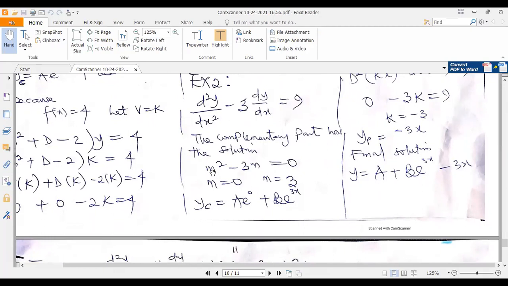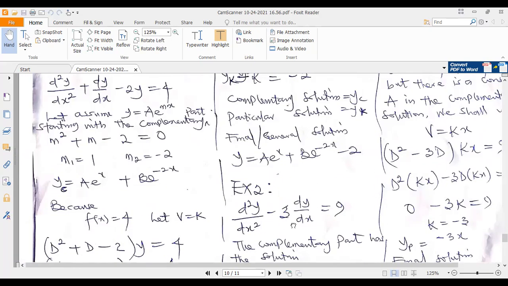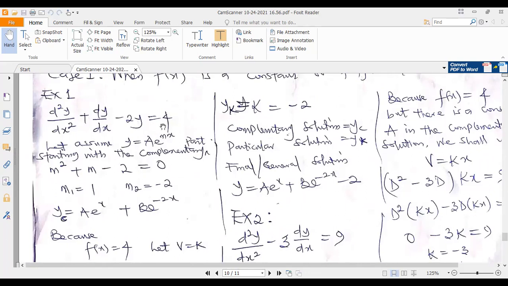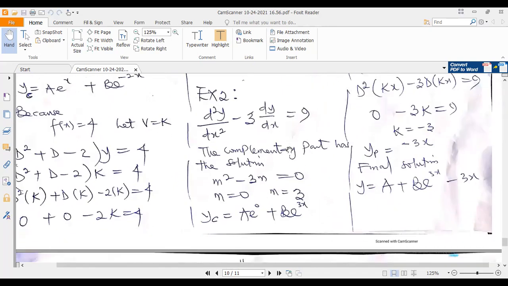Question: is the complementary part of the equation always given? No, we only set f of x to be 0 in order to obtain the complementary part. If you look at the first case we solved, for us to solve the complementary part, we changed our 4 to be 0. So now to get the complementary part here, we change our 9 to be 0, then we have m squared minus 3m equal to 0. If you solve this quadratically, you see that m is 0 and m is 3.